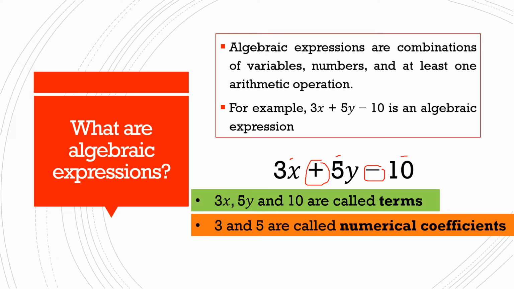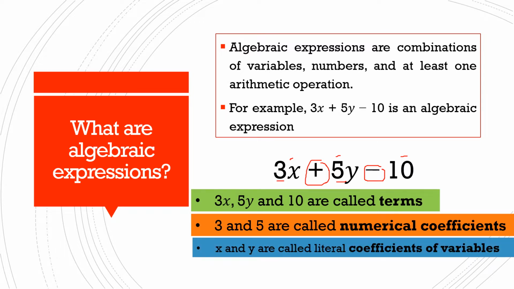Another one, 3 and 5 are called numerical coefficients. So we have number 3 here and number 5. Later on, we will define those terms. Then x and y are called literal coefficients or variables. We have here the x and the y. And lastly, negative 10 is called a constant.